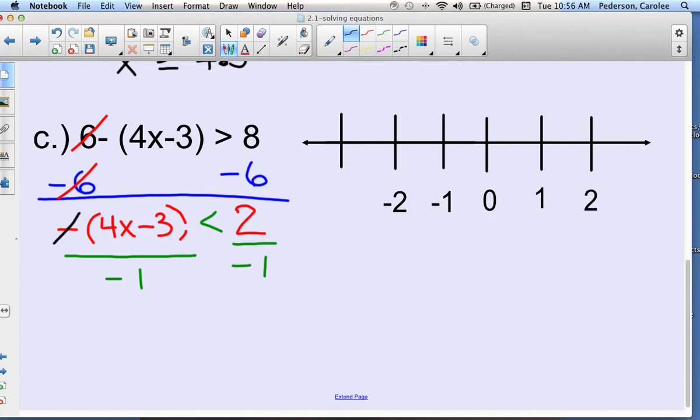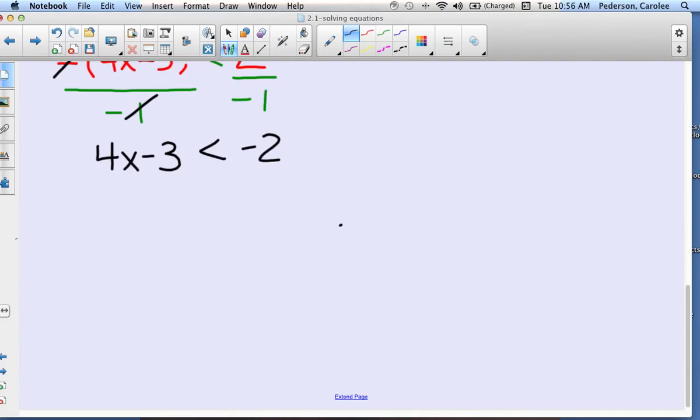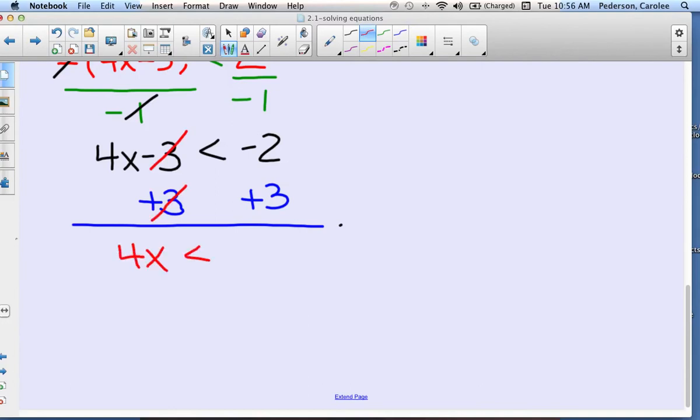So now we have a negative and a negative cancel. So we're left with 4x minus 3 on the left, less than, and then 2 divided by negative 1 is negative 2. Now we'll continue undoing. So we're going to add 3 to both sides. So negative 3 and plus 3 cancel out. So we're left with 4x is less than, and now negative 2 plus 3 is 1. Our last step is to divide both sides by 4. So the 4's will cancel on the left. X is less than 1/4.